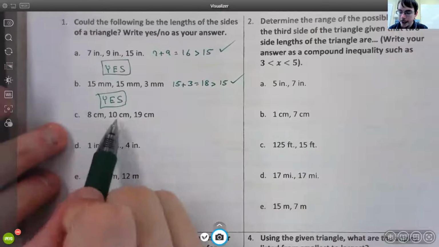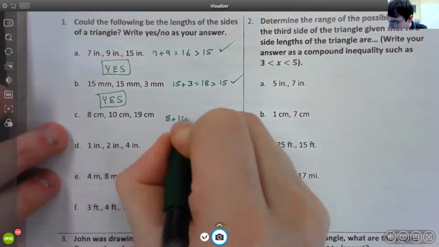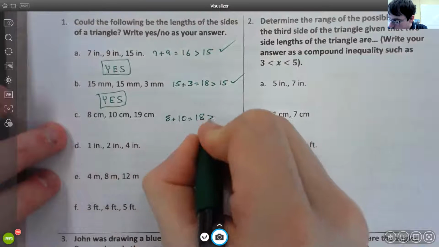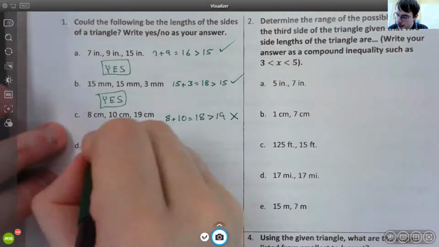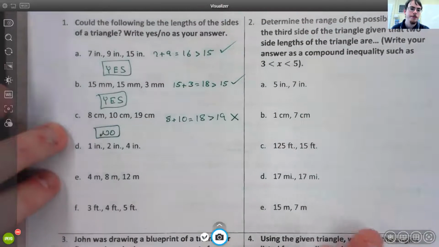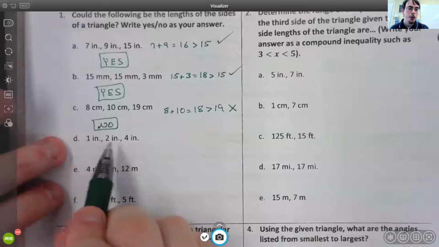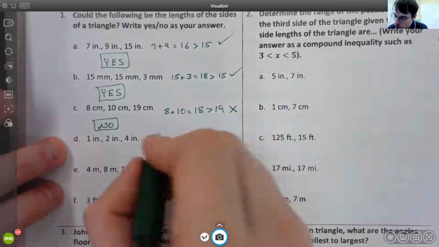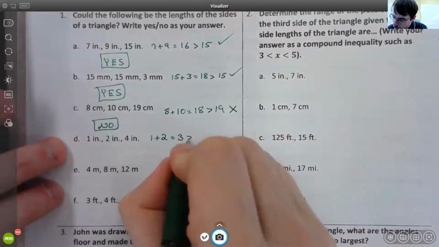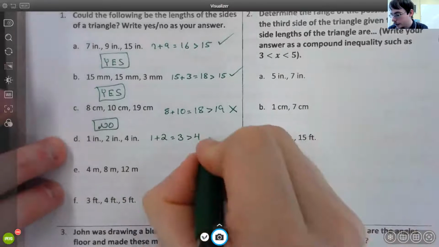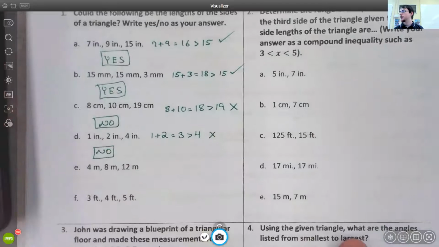C, 8, 10, and 19. We take 8 and 10 as our two short sides, add those together. That gives us 18. Is 18 greater than 19? No, so this is not a triangle. D, 1, 2, and 4. 1 and 2 are our short sides, so we take 1 plus 2, which gives us 3. Is 3 greater than 4? No, it is not. So it's not a triangle.